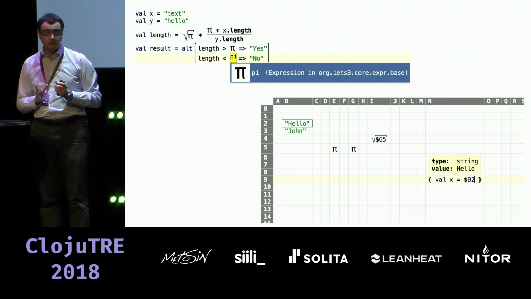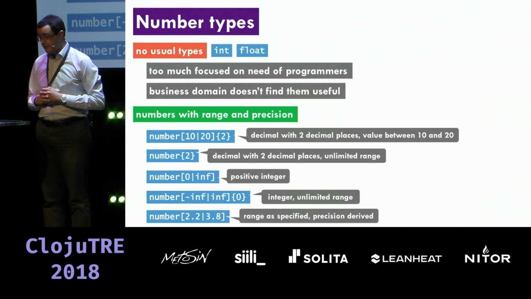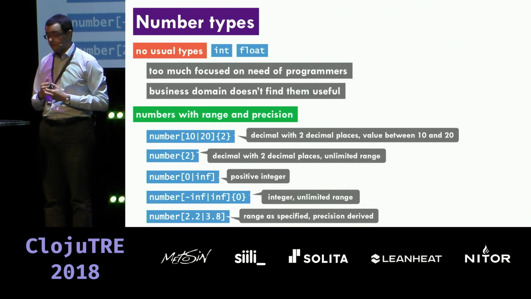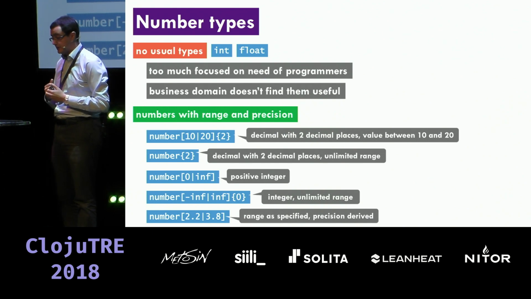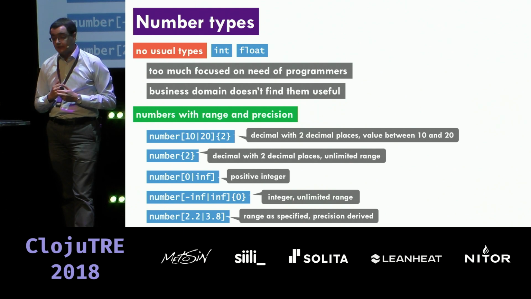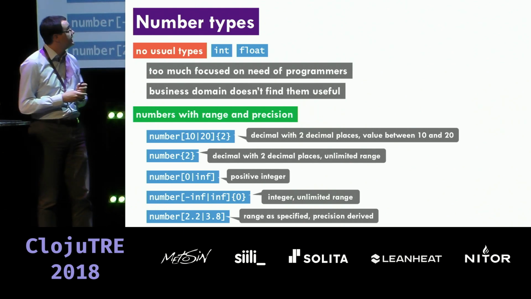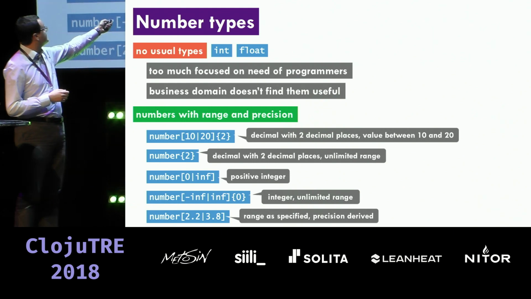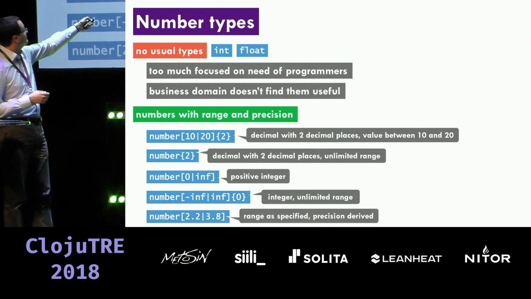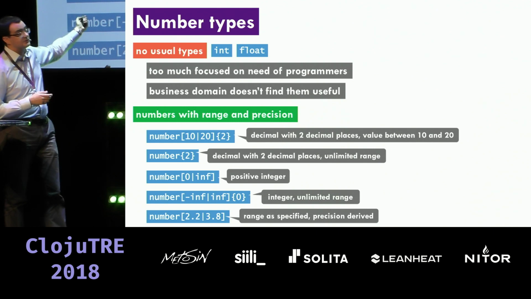Now I will talk about the language itself. Instead of usual types for integer and float point values, KernelF has number type that specifies range and precision. Here we have, for example, a decimal with 2 decimal places, values between 10 and 20.